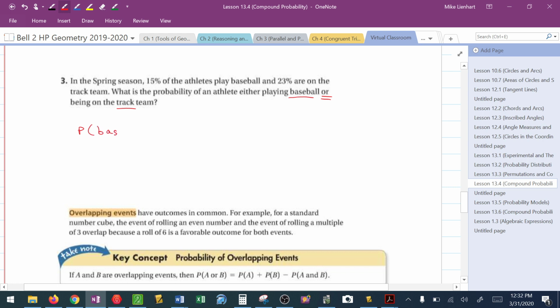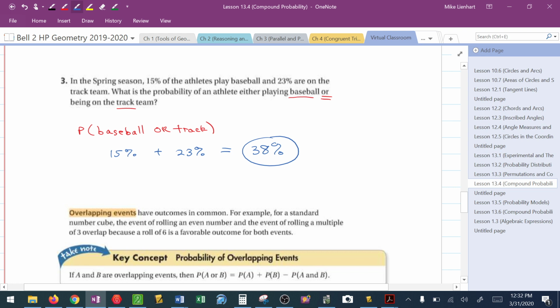Probability of baseball or track. All right, the probability of playing baseball is 15%. Or means add. Probability of track is 23%. If I add those together, the probability of being on the baseball team or the track team would be 38%.